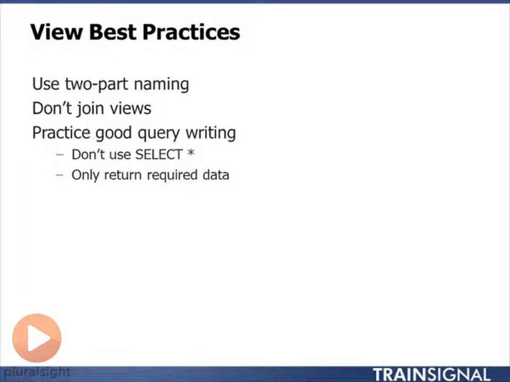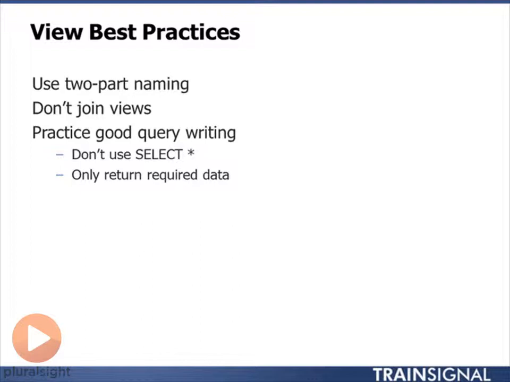A couple of real quick best practices on creating views. First up, always use two-part naming. Now, this is true universally, but this is especially important whenever you're creating any object. And actually, this would include stored procedures, functions, triggers, etc. And the reason for that is because depending on what somebody's default schema is set as, they might not get the expected results.